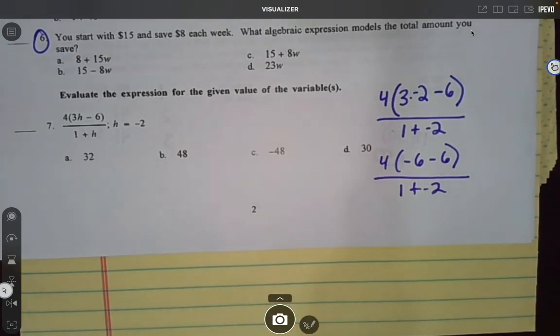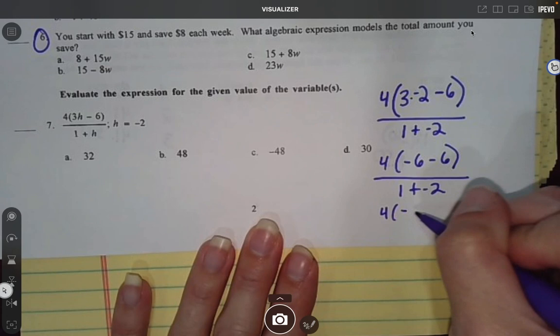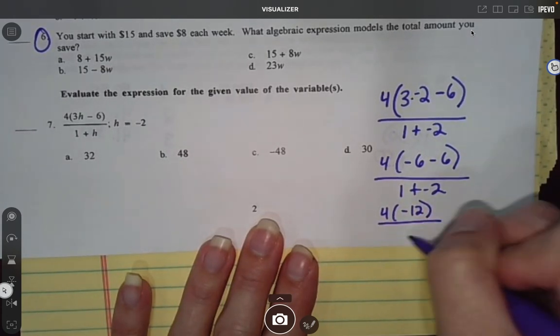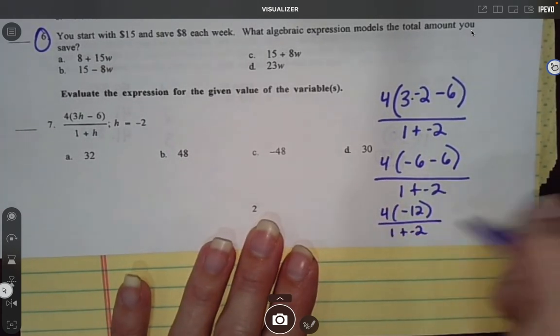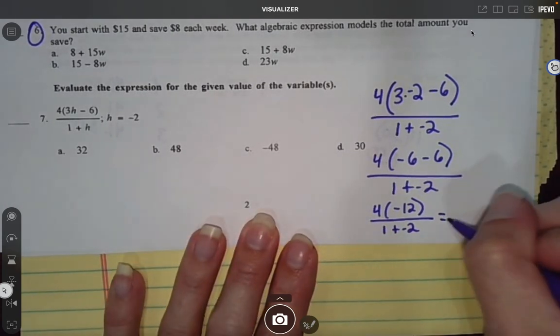Yes, everybody? I just multiplied. Then what do I do in parentheses? I combine those two numbers. What is -6 minus 6? -12. 4 times -12. And down here, I have 1 plus -2. What is 4 times -12? -48. So I get -48.